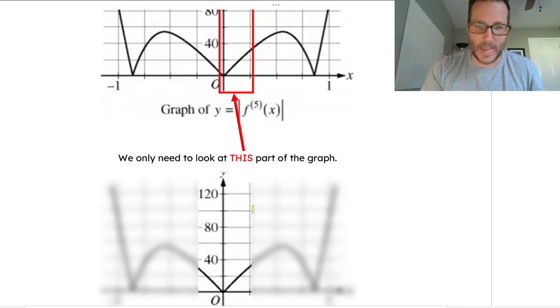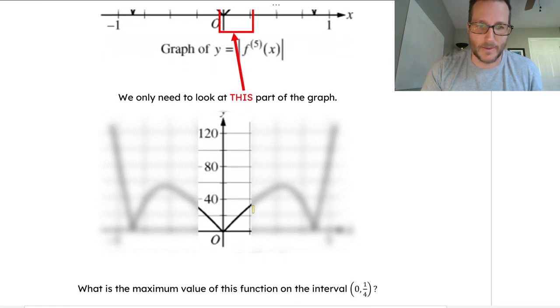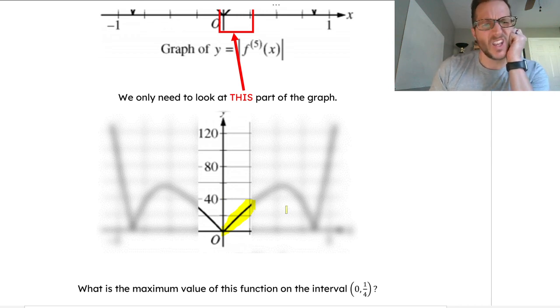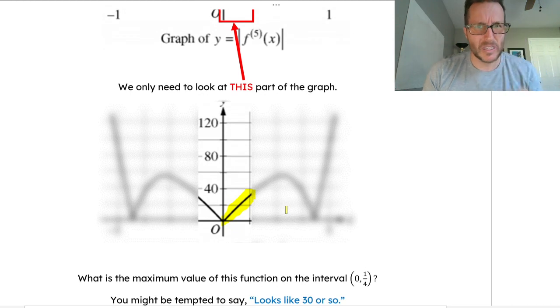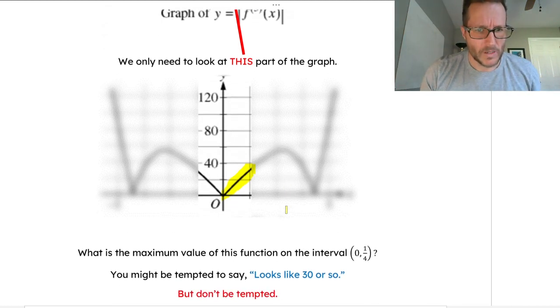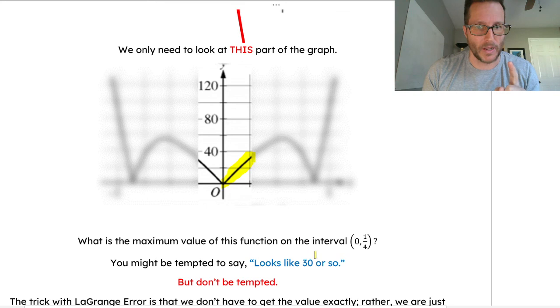So let me just blank out the rest. We don't need to even look at all that. We just need to see on this interval right here, what is the highest value of that graph? I don't know. It looks like what? It looks like 0, 20, 40, 30, maybe? See where that might be a problem? So you might be tempted to say about 30, right?